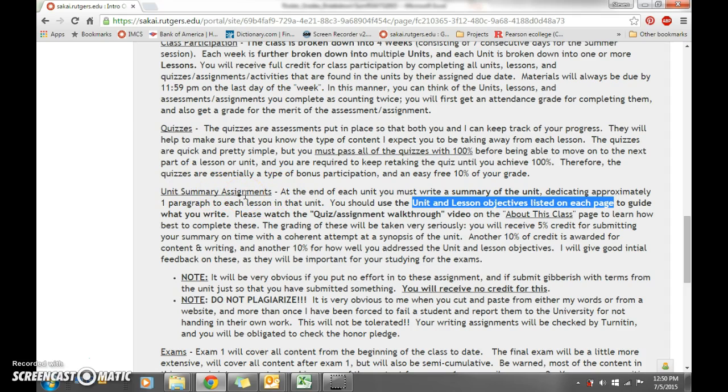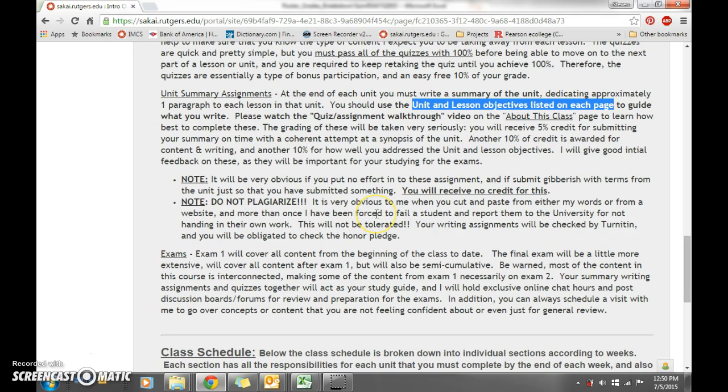But you will also be creating what I like to think of as a study guide for your exams. So if you do these assignments and these quizzes and you pay attention to them and do well on them, then all you need to do is refer to them for the exams, and you'll be able to pass the exams no problem. Unit summary assignments, little effort will get no grade.